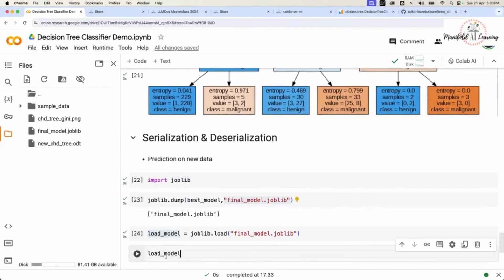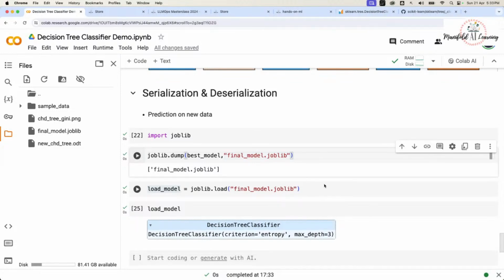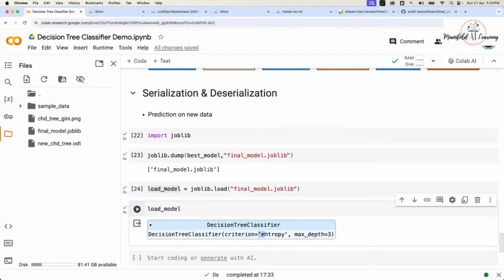See, now if I display my load model, the model that got loaded is the decision tree classifier model, which I saved earlier. This is called deserialization. So serialization helps us save the model into an external file, and deserialization will help me load the saved model from the external file.